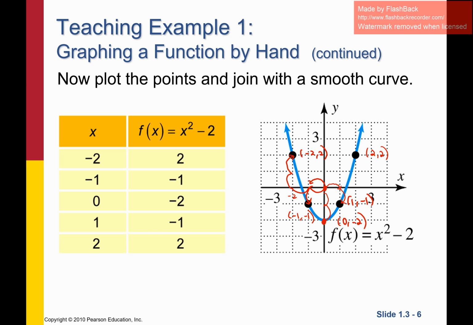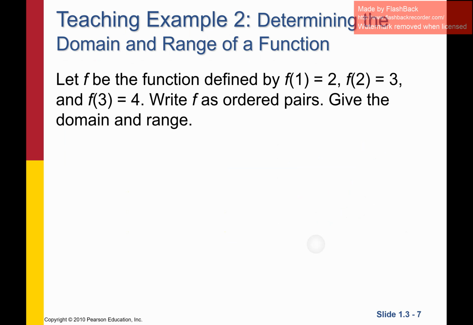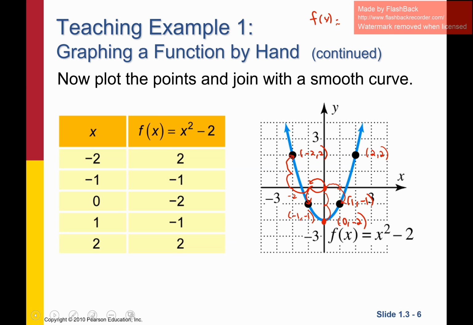Typically, because we had, what was the function? F of x is equal to x squared minus 2. Oops, let's try that again. F of x is equal to, let's go back, f of x is equal to x squared minus 2. It looks like this. It's called a parabola, and we'll talk more about that in the next section. Okay?